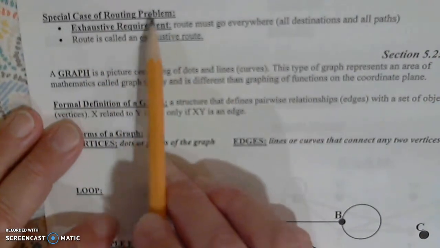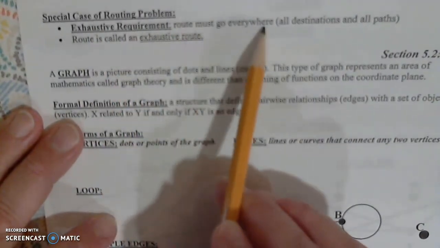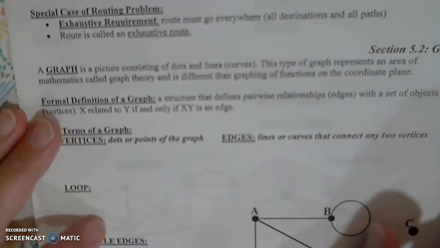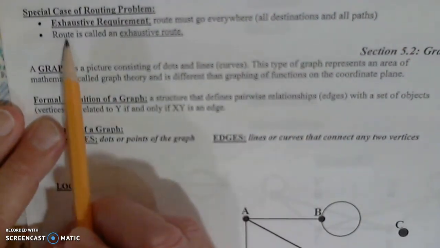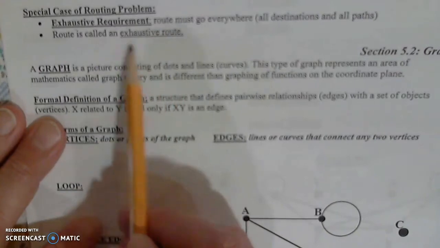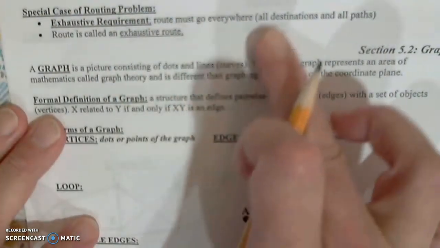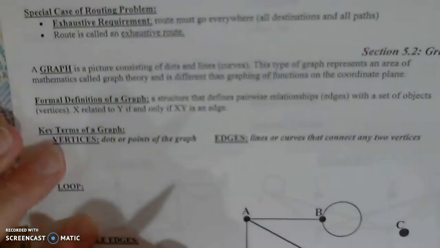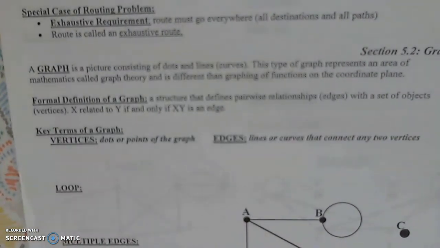So, a special case of routing problems: the exhaustive requirement. The route must go everywhere, all destinations and all paths. So sometimes you might have to go everywhere, and we'll talk about that. Such a route is called an exhaustive route. If we have to hit every landmark and drive on every street, then that would be an example of an exhaustive route. And that was pretty much the introduction.